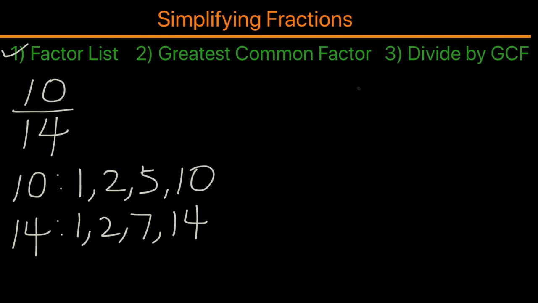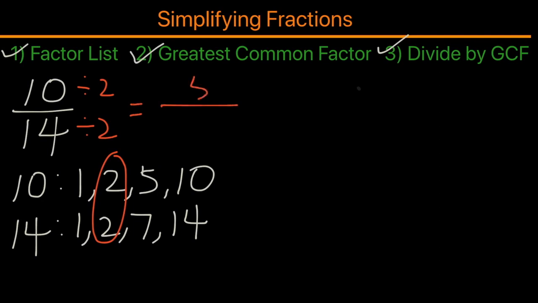So the next step would then be to find the greatest common factor from the factor list. So the biggest number that we can find from both numbers is 2. So therefore, when we are simplifying this fraction, we are dividing both the numerator and the denominator by the greatest common factor. So since we found 2 was the greatest common factor, we're dividing the 10 by 2, and we're dividing the 14 by 2. And then 10 divided by 2, we have 5, and then 14 divided by 2 is 7.